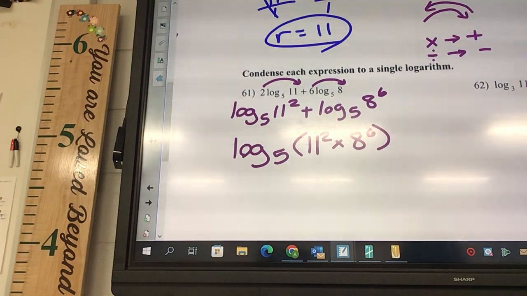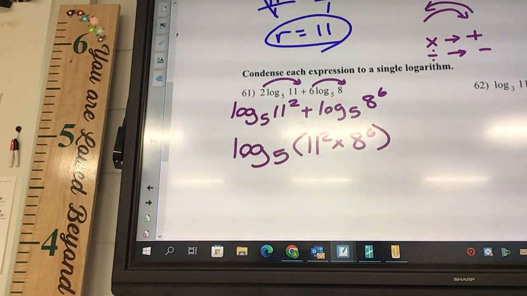Okay, and we've condensed that down to 1. You should only see the word log up there one time. It says condense it to a single log.